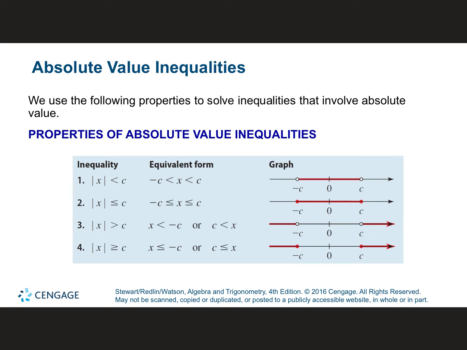All right, 1.8 part 2 is solving absolute value inequalities. Last time I saw you, which seems like months ago, we talked about equations. Today we're talking about inequalities. These are very, very similar to when we solved inequalities in 1.7. We're going to talk about the same kinds of things.